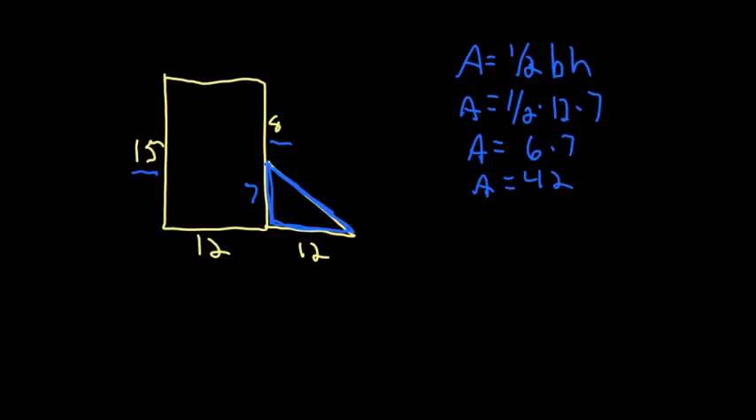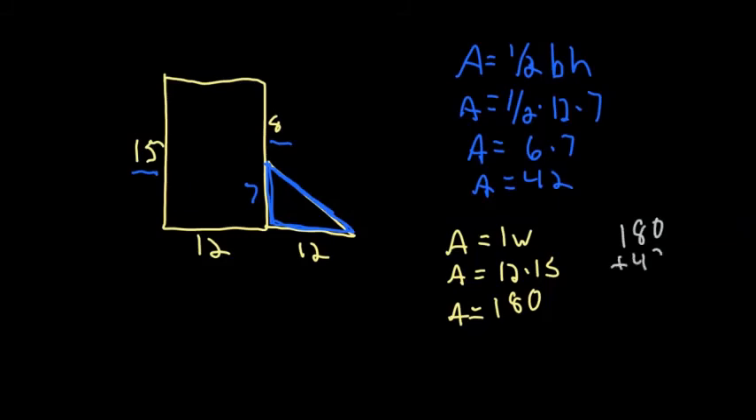And then I look at my rectangle. My area of the rectangle equals length times width. So area equals 12 times 15. So I work out 12 times 15 and I get 180. So I need to take those two areas and add them together. So 180 plus 42 gives me 222. Let's go ahead and give these units. So let's call them all centimeters. So 222 centimeters squared.